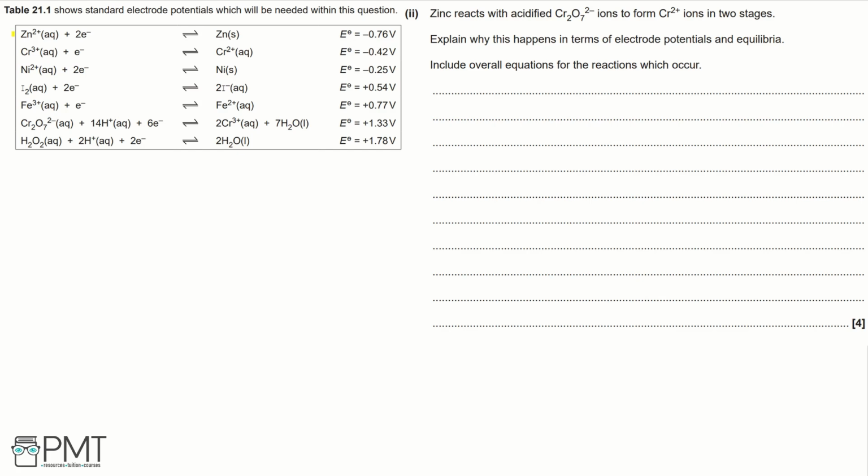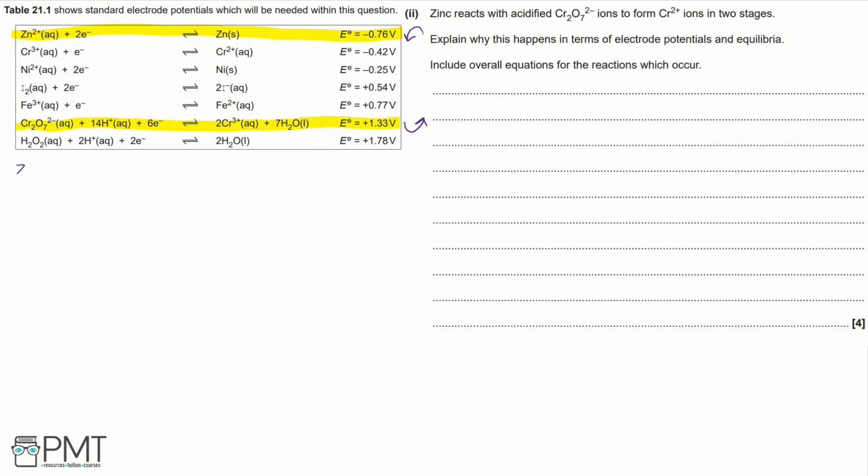In the first stage of this reaction, we're going to react zinc with acidified Cr2O7 2-. Here I've highlighted the 2 electrode potential equations we're going to be using in this question. Firstly, we need to identify the more negative electrode potential because its equilibrium will shift backwards, and then the more positive electrode potential, its equilibrium will shift forwards.